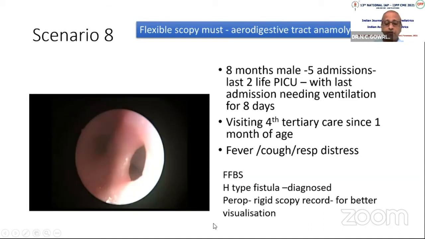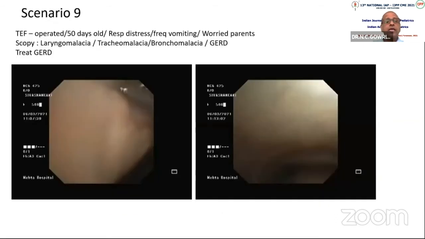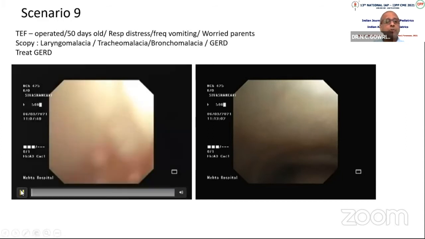This is done with the help of a rigid scopy. So you can diagnose H-type fistula with flexible scopy. This is a TEF operated child. The problem was frequent vomiting, respiratory distress, scopy. Just look at the scopy.